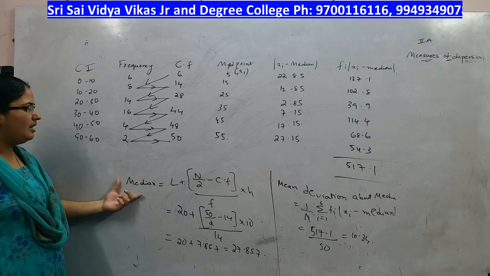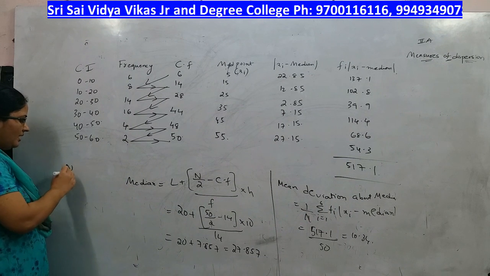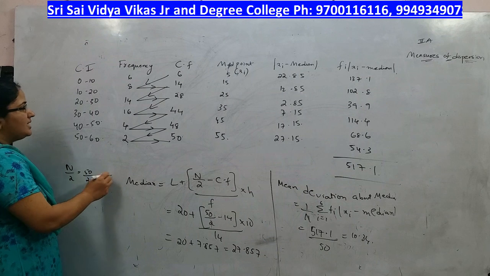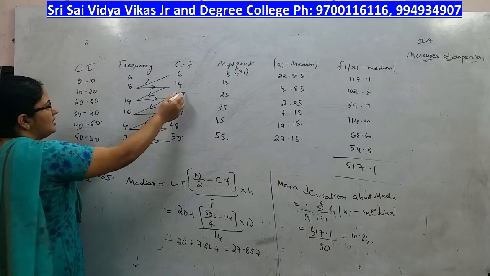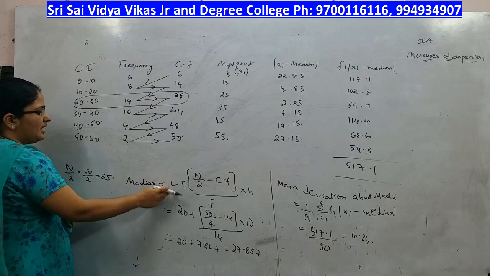Let us find the median. To find the median, first find n by 2, that is 50 by 2, which is 25. The value just greater than 25 is 28. So this is the median class. The lower limit of the median class is 20.